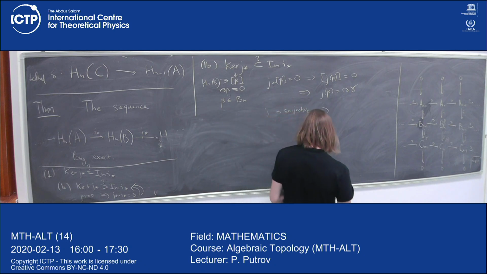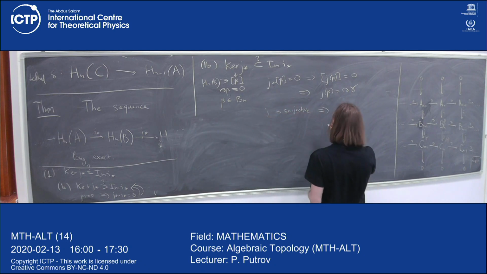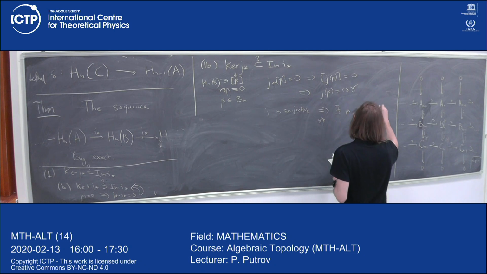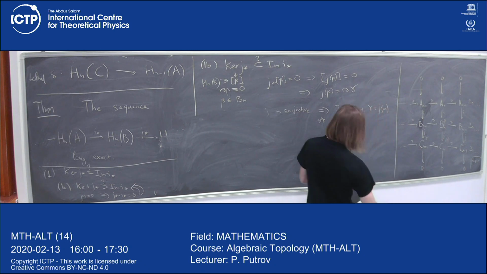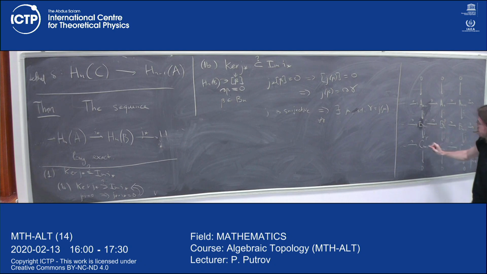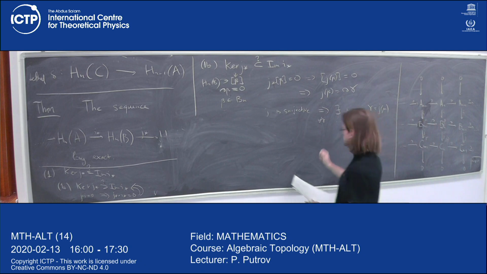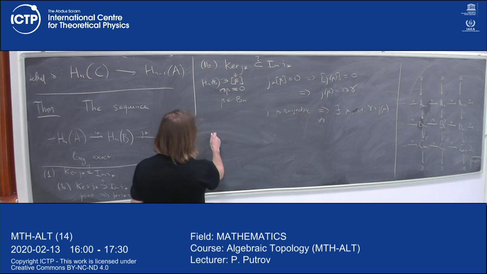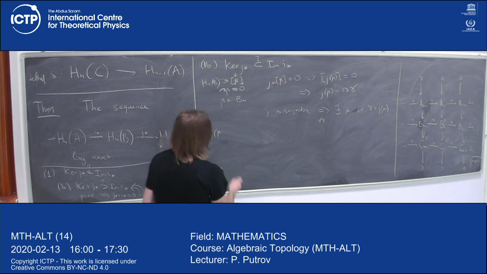This means that for any gamma, there exists a mu such that gamma is J of mu. So J is surjective, which means we can always find some image mu of gamma. And so then we calculate.